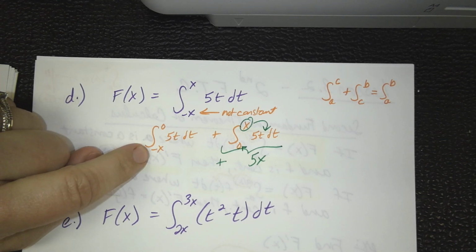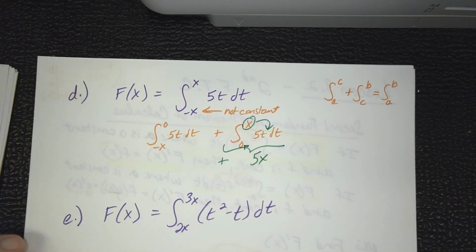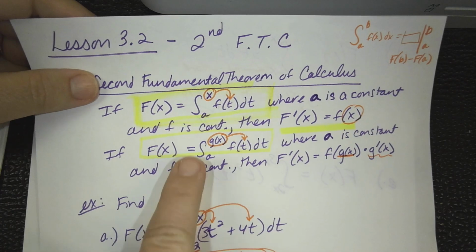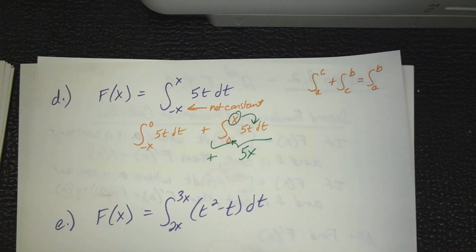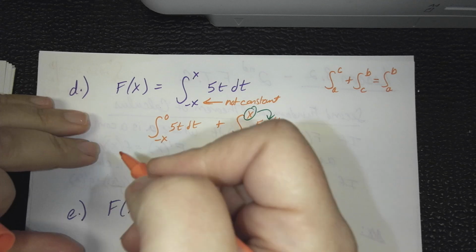Negative x to 0. Isn't the bottom not supposed to... you have to look at the formula. Aren't you supposed to have a constant on the bottom? So I can flip it. Flip that front upside down. Okay, so let me flip this.